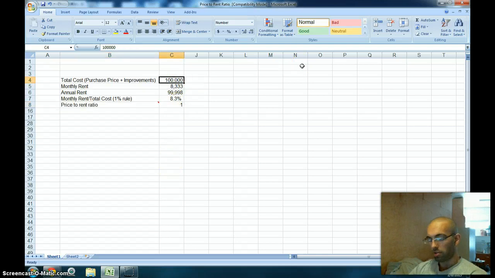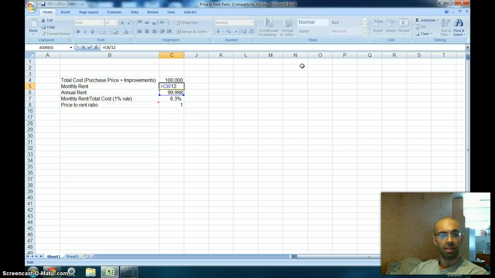So just to walk you through this, for an example, let's say it's a $100,000 total cost. Monthly rent, let's say the annual rent is $99,000, almost $100,000. That'll come out to $8,333 a month. So to figure out the monthly rent divided by the total cost, we're just going to take the monthly rent, C5, divided by the total cost, and that gets us 8.3%. And then for the price to rent ratio, we're going to take the total cost divided by the annual rent, and that gets us a price to rent ratio of 1.